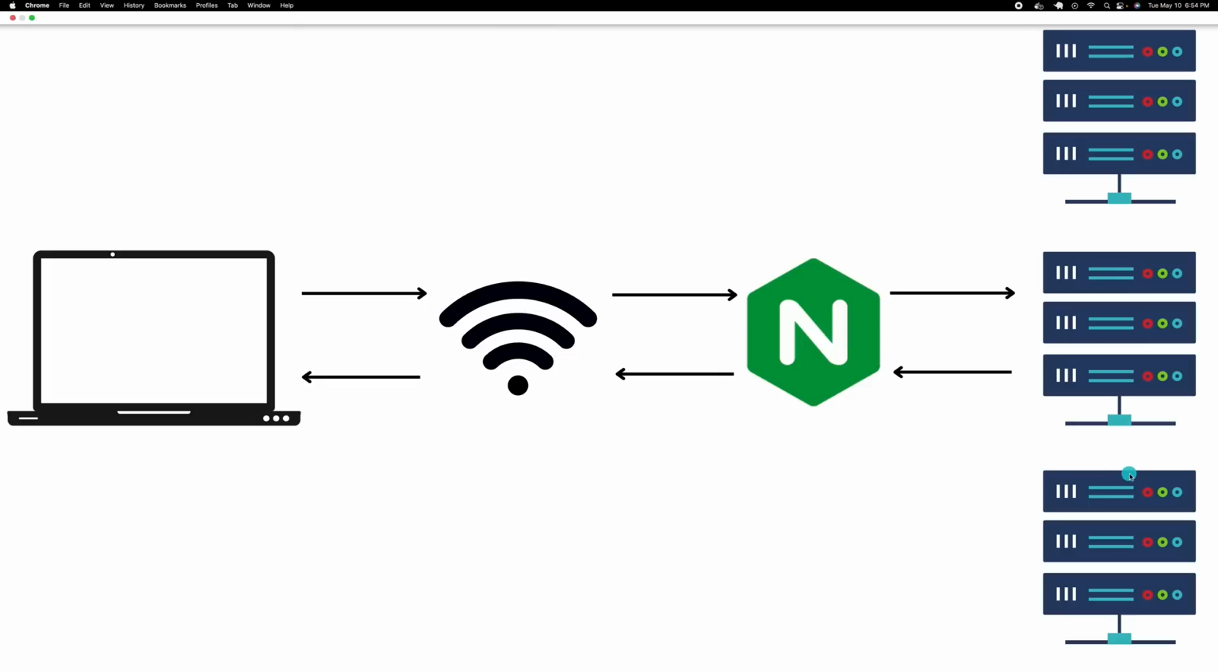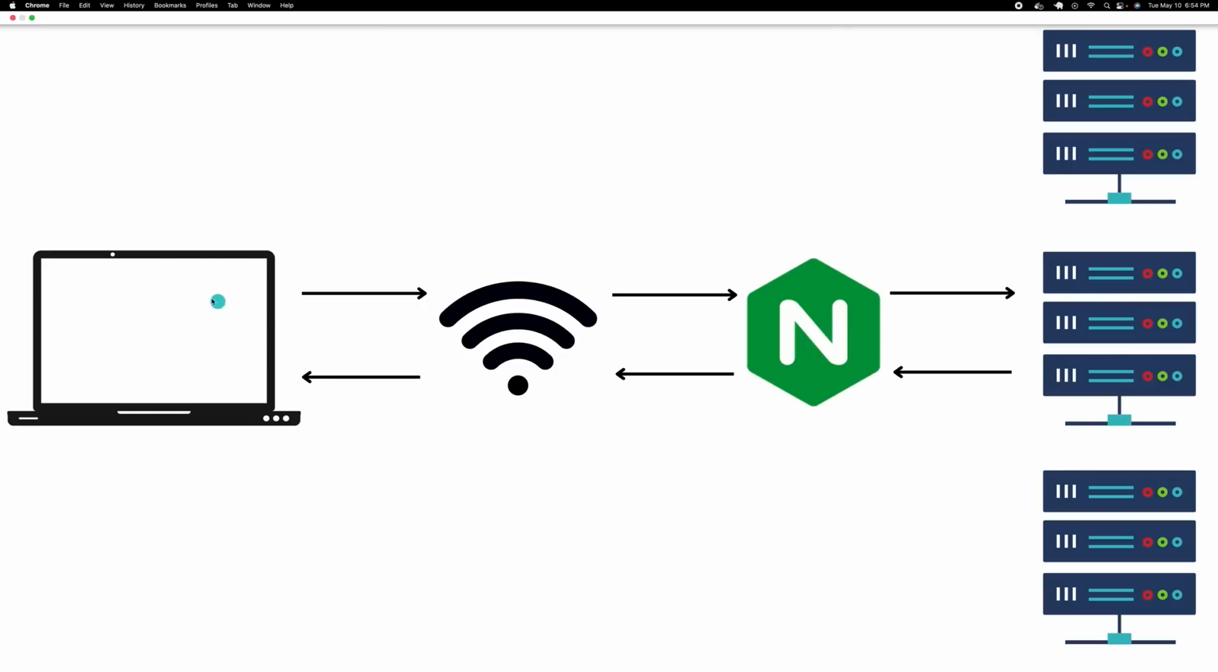Now, by increasing the number of servers, this actually presents another problem. Well, now what we need to do is somehow go to this server one time, go to this server another time, go to this server another time. So how do we do that? Well, this is where NGINX comes into place.